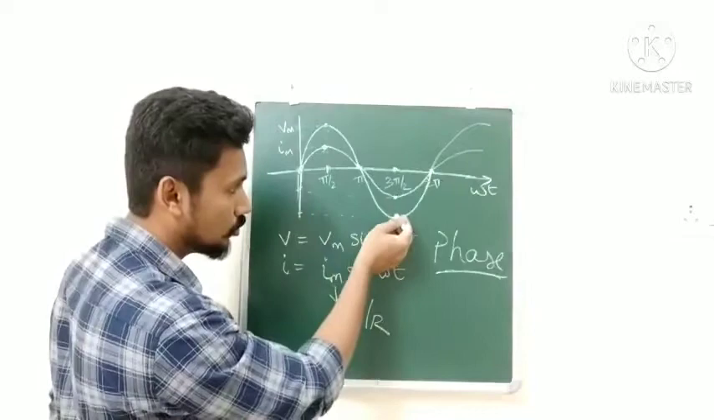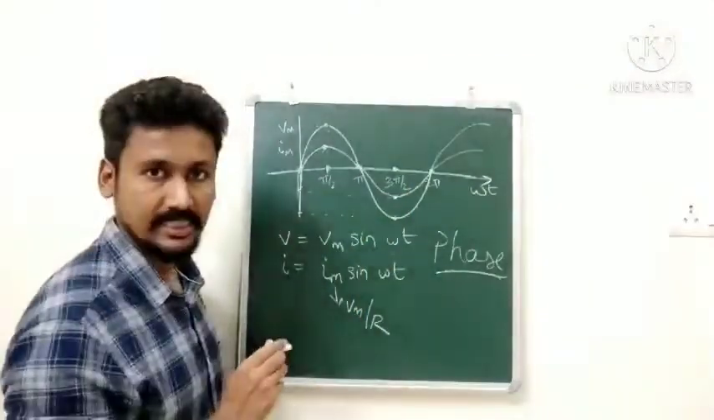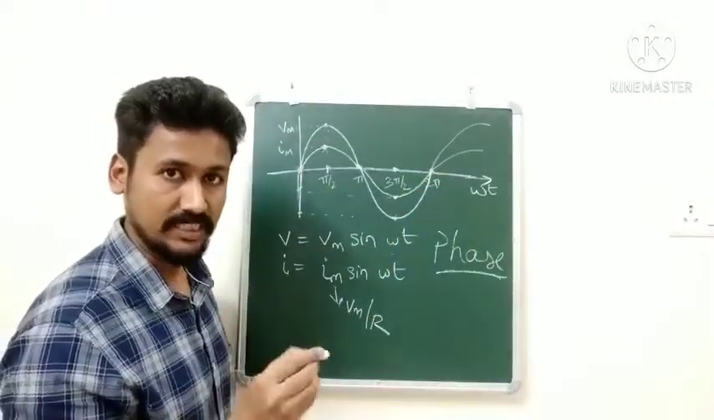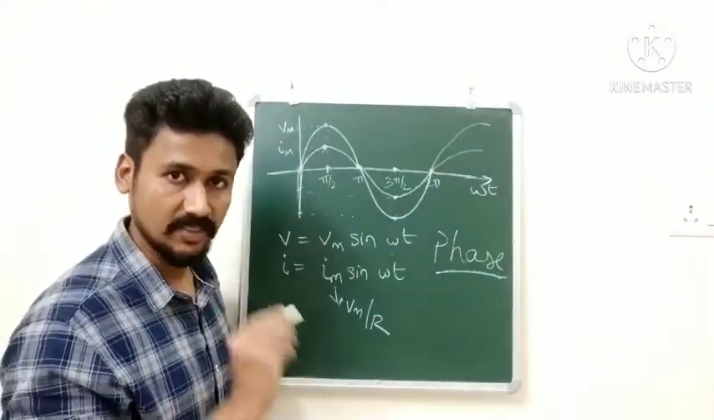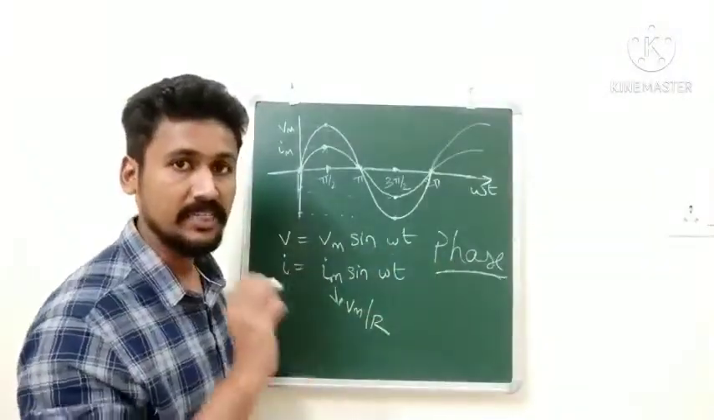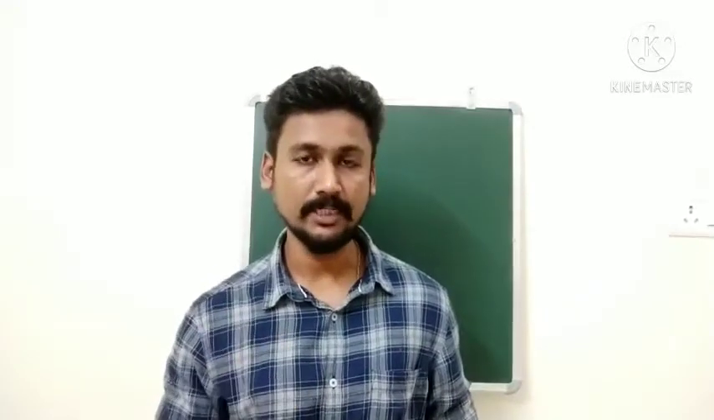When voltage goes to the negative maximum, the current also does the same. So they are moving together. That is why we say in a purely resistive circuit, the current and voltage are in phase with each other. I hope that was understood.